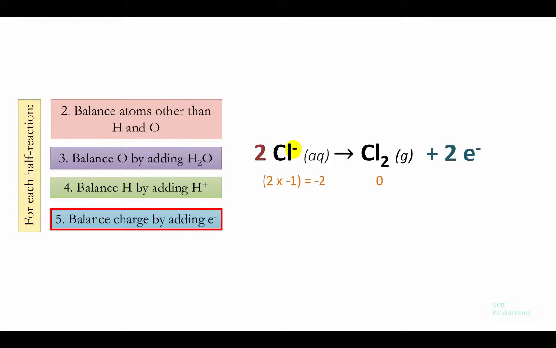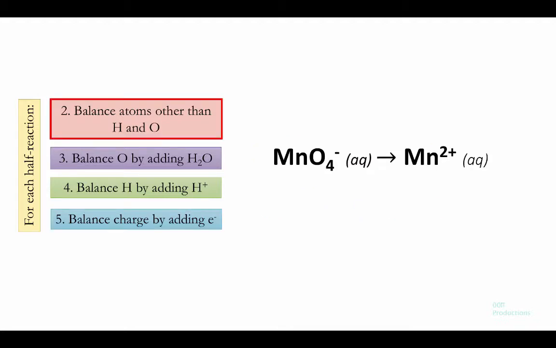And if you recalculate now, nothing's changed on the left side of the equation. But now the right side, our math says we have 0 plus 2 times the -1 charge from our electrons. Now that also adds up to -2. So now we're good with this half reaction. Let's go on and balance our manganese half reaction. We have permanganate here on the left side and manganese 2 plus on the right side.